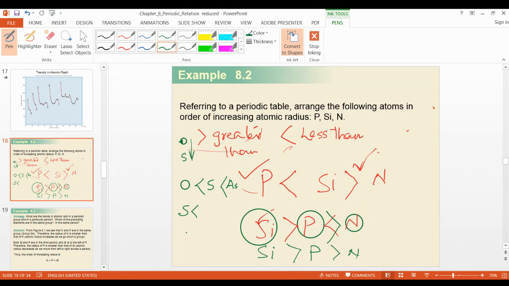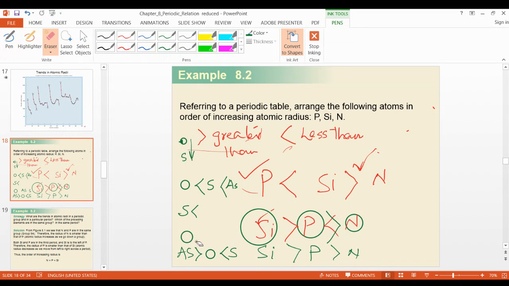And what about oxygen and arsenic? Oxygen and arsenic, same: oxygen is less than arsenic. It means arsenic is greater, so we can write it another way: arsenic is greater than oxygen. And now oxygen and sulfur: oxygen is less than sulfur. Clear?